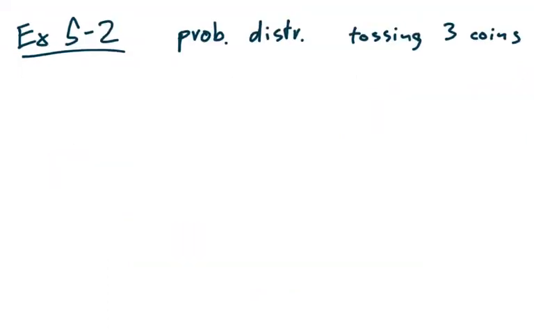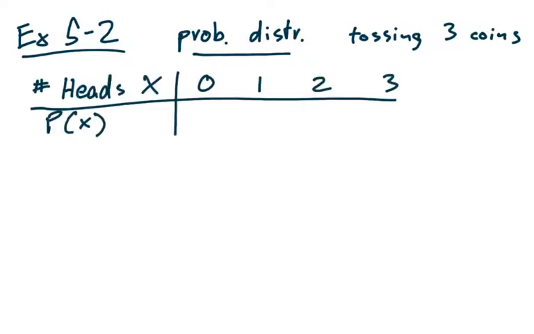In example 5-2, pertaining to tossing coins, it says to represent graphically the probability distribution for the sample space for tossing 3 coins. So first, we're going to come up with our probability distribution, and then we're going to make a graph of it as well. So for our random variable, we'll say that that is the number of heads that we observe when we flip these 3 coins, and then the probability is going to be listed below.